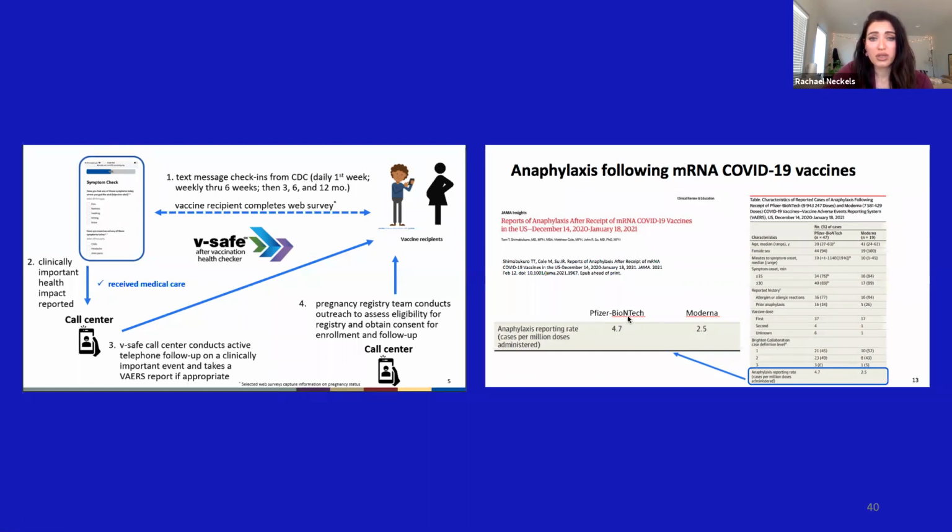So importantly, with the Pfizer and BioNTech vaccine and the Moderna vaccine over on the right, we actually see, extrapolated from these larger data pools, only 4.7 and 2.5 anaphylaxis reports per million doses. And those are very, very low numbers. So next slide, please.